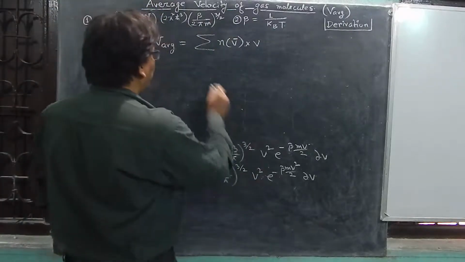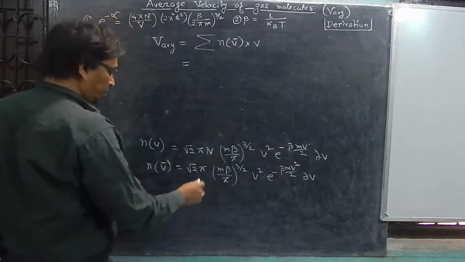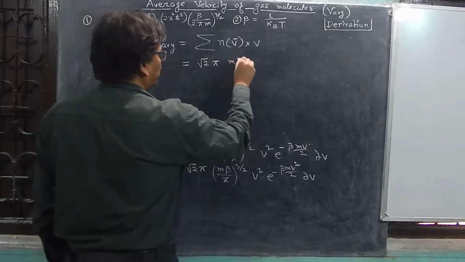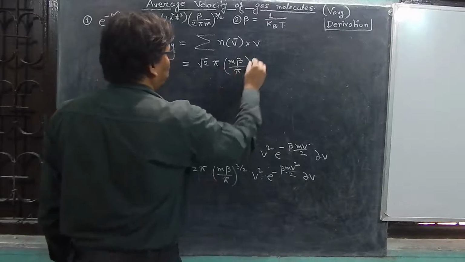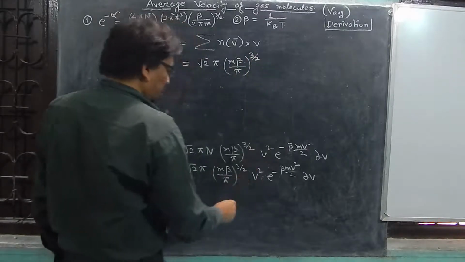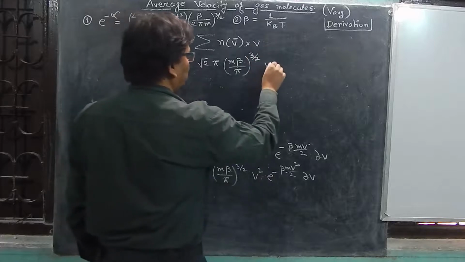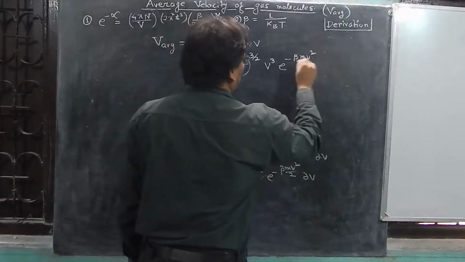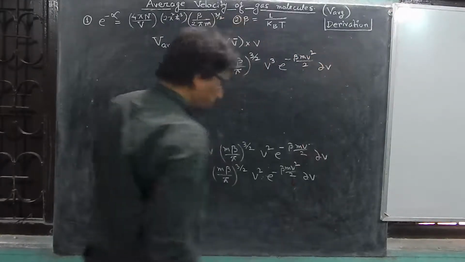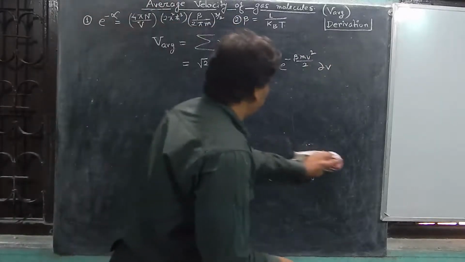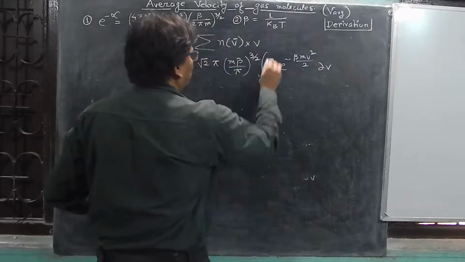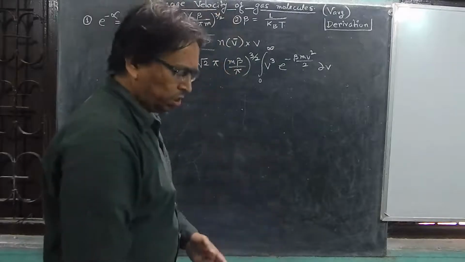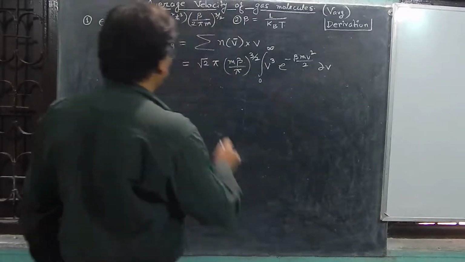So this thing multiplied by, so here n v bar is root 2 times pi, and this is m beta by pi whole to the power 3 by 2, and this is v square, and one more v is there, so that will give v cube and e to the power minus beta mv square by 2 and del v. Okay, so we have to integrate this from 0 to infinity, because these things are constants, so these are not integrable. So this thing is integrable, so we have to take the integration of this.